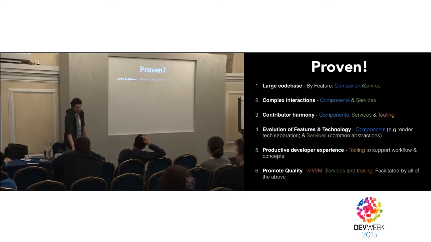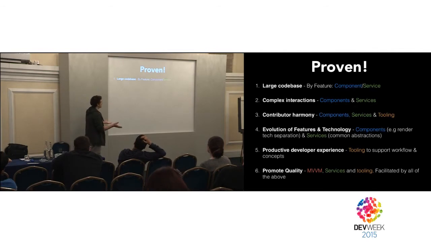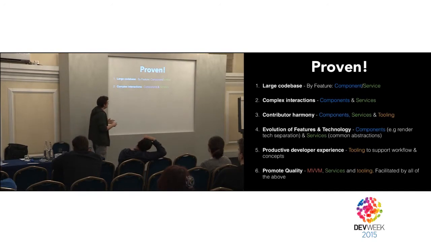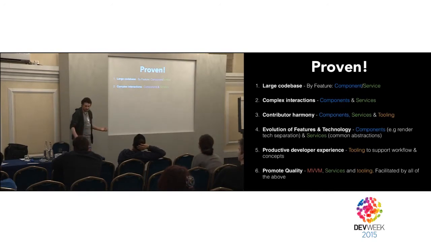So, proven, hopefully. So, large code base. That's solved by building things in a componentized way and defining things as services. The complex interactions, again, components. We're avoiding this tightly coupled nature between all of these things, allowing us to change. So again, services, nice separation of concerns between pieces of functionality, grouping things together, high cohesion in terms of our components.